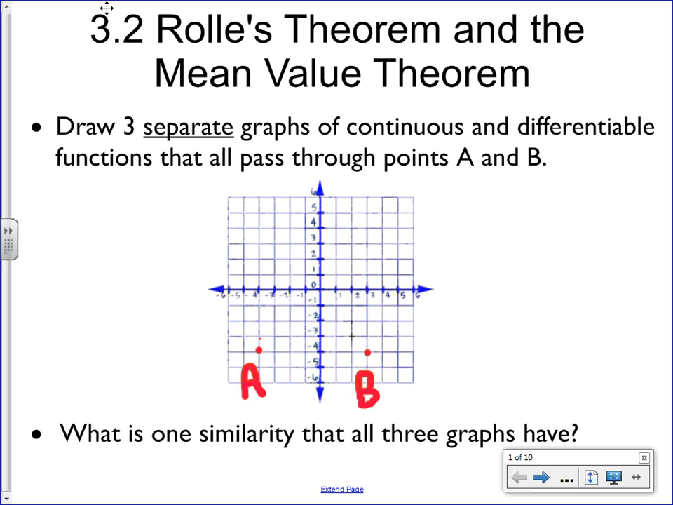I would like you to draw 3 different graphs that are continuous and differentiable that all pass through A and B. I don't care what they look like as long as they're continuous and differentiable.